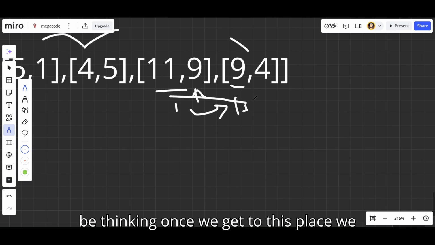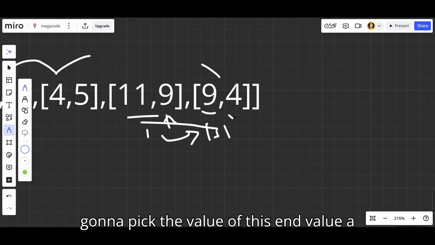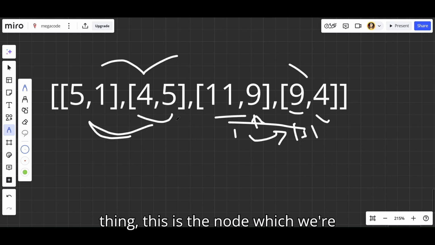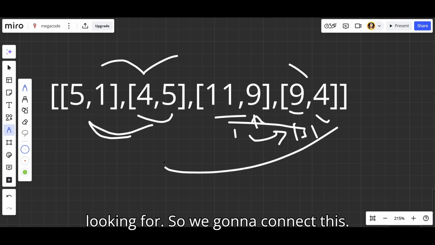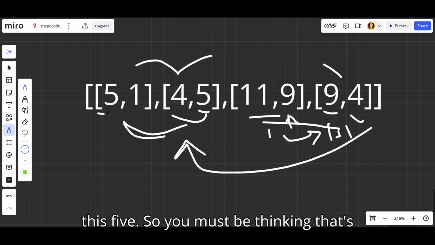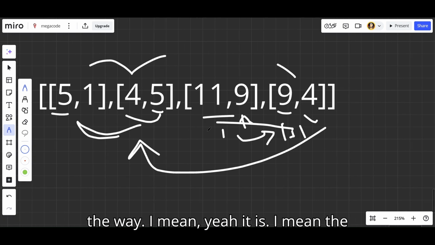Then once we get to this place, we pick the end value, 4, and check among these two. We found out that this is the node we're looking for, so we connect this. After that, in the end, this is remaining since this 5 is connected to this 5. So you must be thinking that's the way. Yeah, it is.